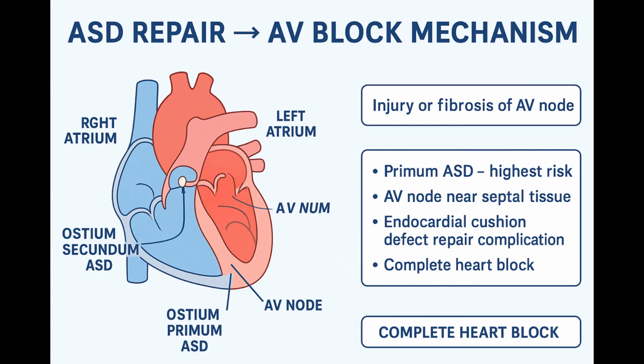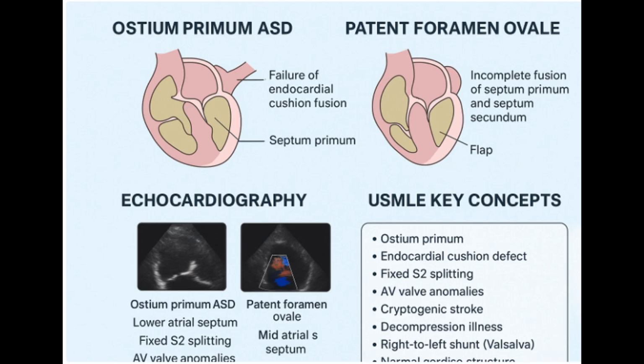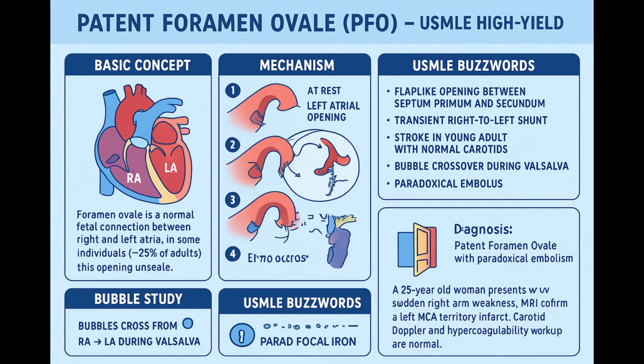ASD versus PFO, patent foramen ovale. Clinically, they mean different things. Hugely different risks, yeah. An ASD, like we said, is missing tissue, a true hole. Creates a continuous L to R shunt, usually. Okay. A PFO is different. It's missed fusion. Remember, the foramen ovale is a normal fetal structure allowing R to L shunting in utero.